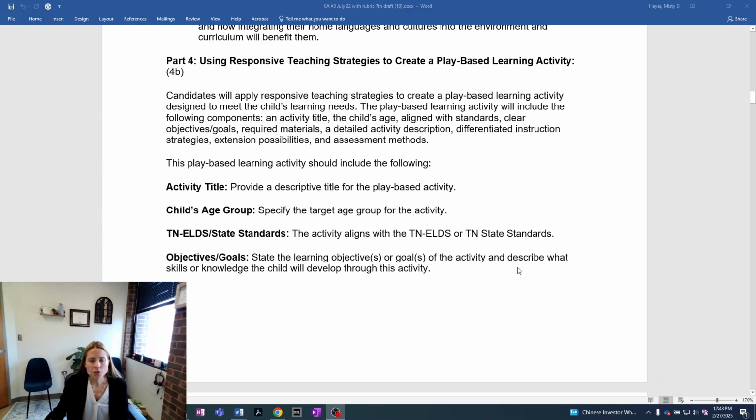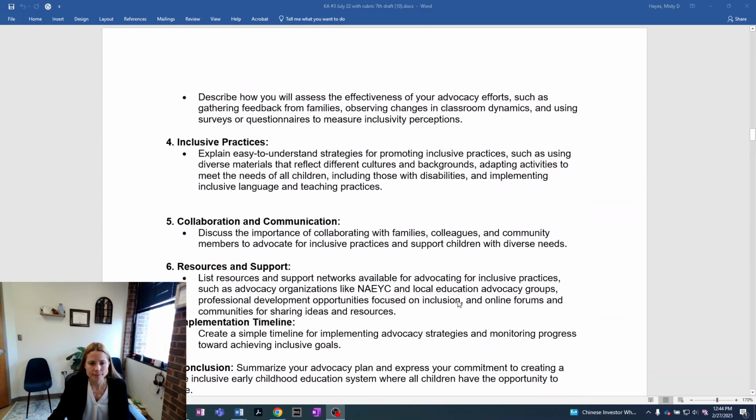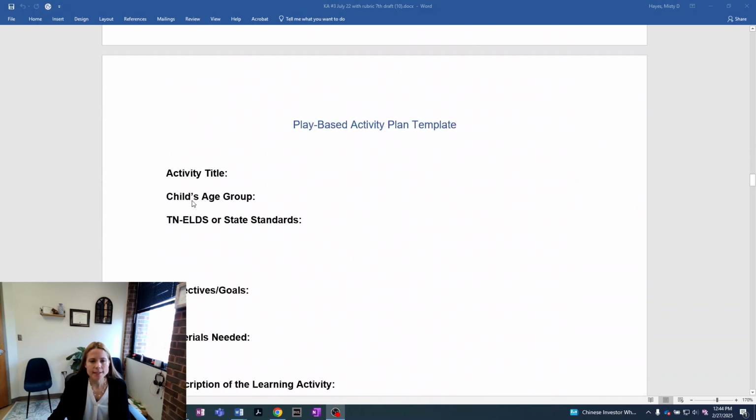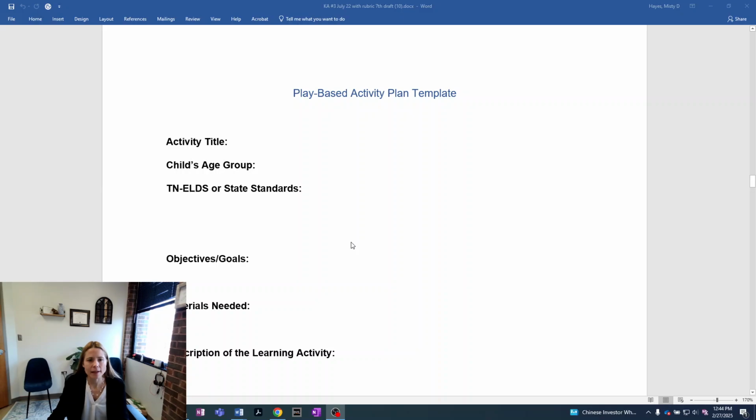So what we want you to do is, again, look at your child persona, look at their learning needs. And what I want you to do is to create a play-based learning activity that's going to include these components, okay? It's going to have a title to your activity. So what I mean by that, okay, and you're going to use this layout, this format. And if you look at the bottom here, you're going to see a template. I want you to use this template. Remember, you have to scroll down to the bottom to find it.